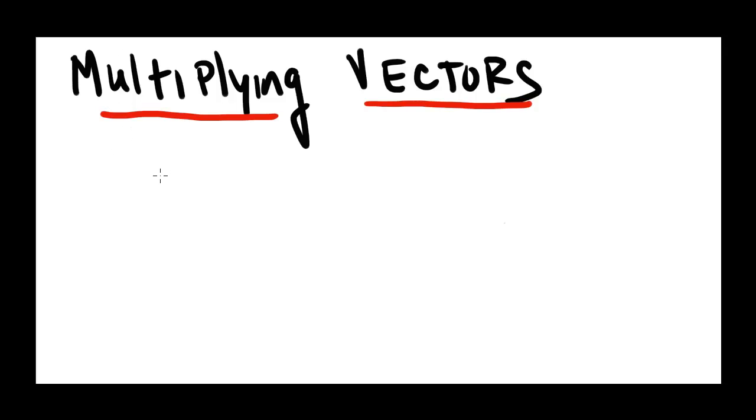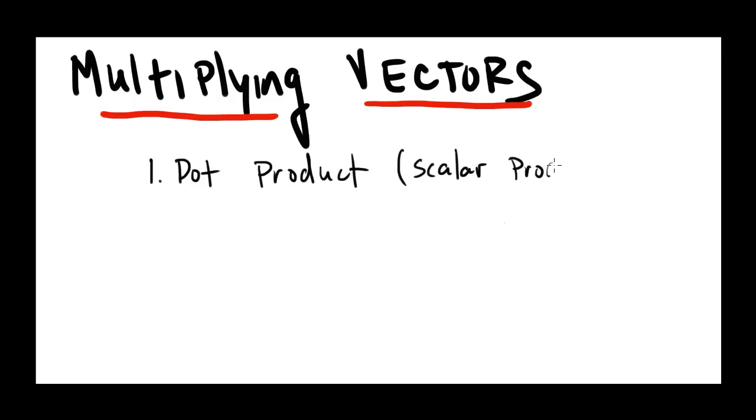Okay, so last video we talked about adding vectors. Now I want to talk about multiplying vectors. And it turns out there are two different ways to do that. The one we're going to focus on right now is called the dot product, which is sometimes also called the scalar product. And it's called a scalar product because this is a way of multiplying two vectors where the result is a scalar. It's not a vector.